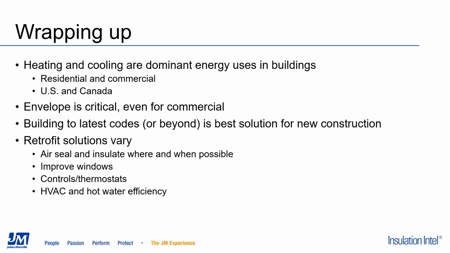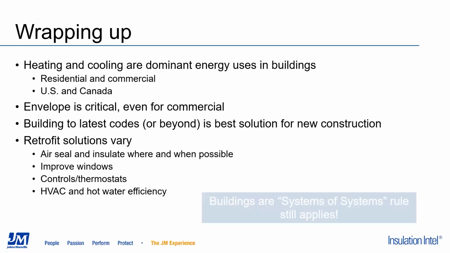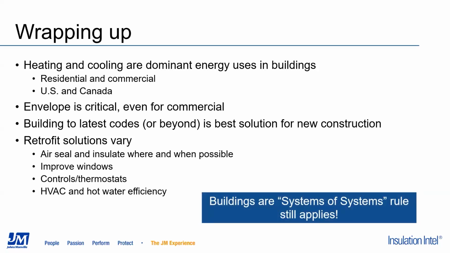And again, retrofit solutions really vary. We need to air seal and insulate where we can, and improve our windows where it makes sense. Controls and thermostats are obvious ones. And it's really important to remember that buildings are systems of systems. This rule applies no matter what. It's important not to forget that when we go off and want to make these changes, so that we don't end up with unintended consequences that we didn't want.